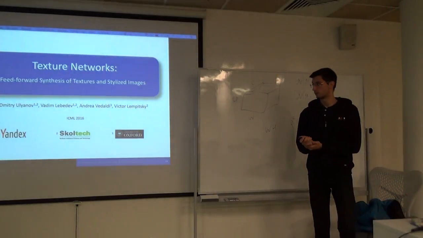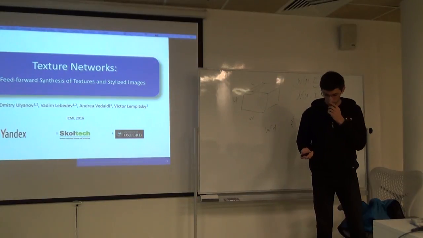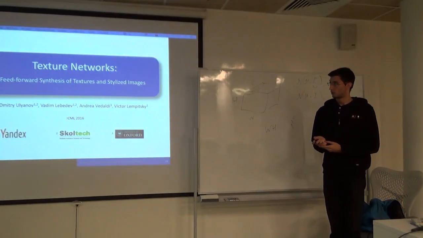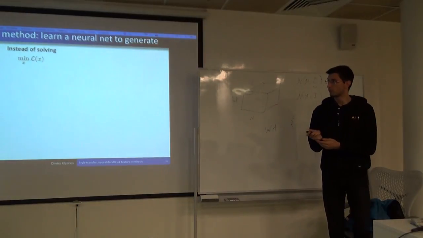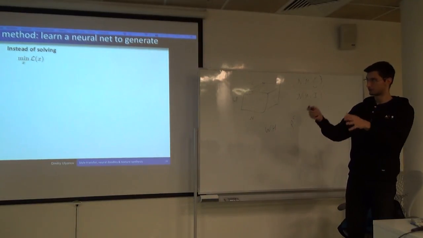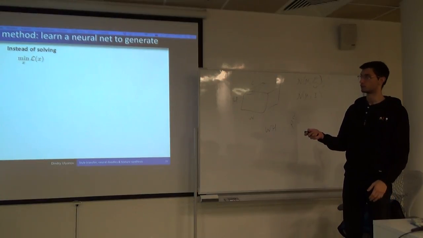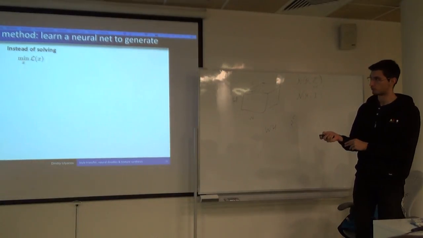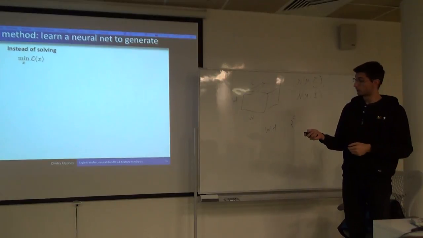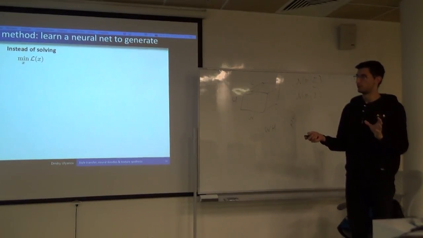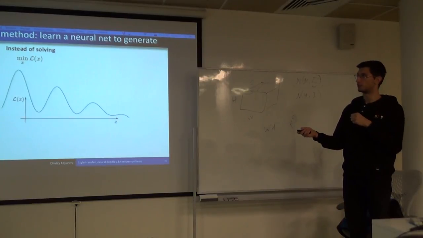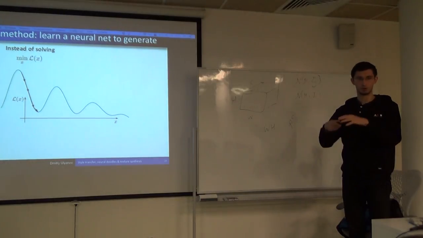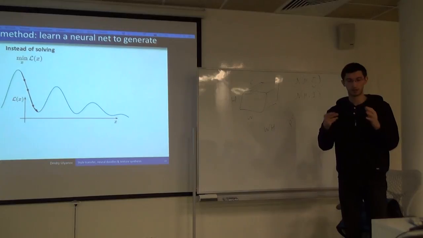So, okay, we tackled the problem of the speed, and that was our work, texture networks. So, what did we do? In style transfer, and this is actually more general than style transfer, but let's discuss it for style transfer and texture synthesis right now. What did Tübingen University do? They defined a loss function and they tried to gradually minimize it. And eventually they obtained a sample that is your texture example or your stylized image, right?